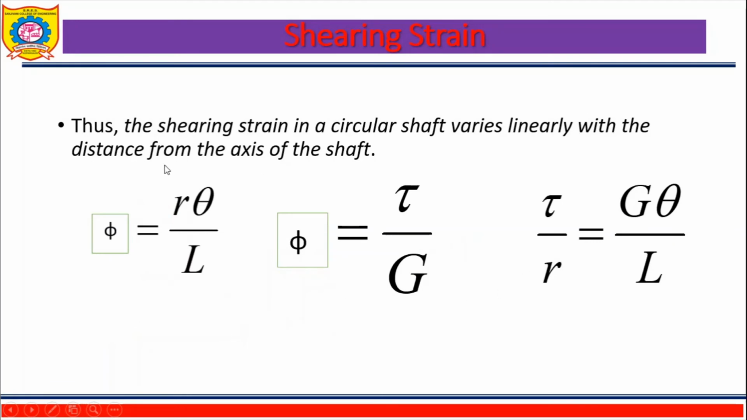So from that, the shearing strain in a circular shaft varies linearly with the distance from the axis of the shaft. From that we can determine the formula tau upon R will be equal to G theta by L. So this is one part of the torsion equation.